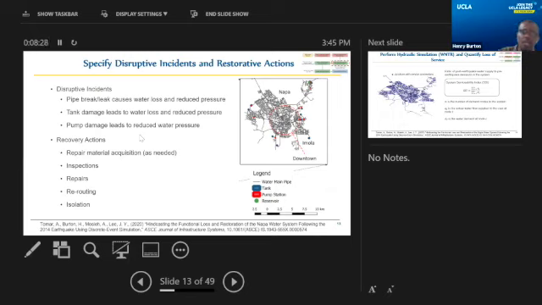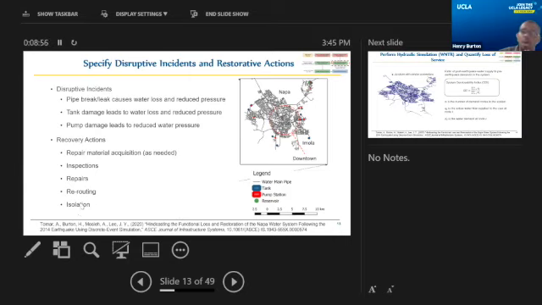In terms of the recovery action, when things get damaged, we need to acquire the materials needed to do the repairs, unless you have a stockpile at hand, and the model can accommodate that as well. Obviously, you need to do inspections and repairs. There are various other activities done during the recovery process to minimize the amount of water that's lost, like rerouting and isolating various junctions and things like that.